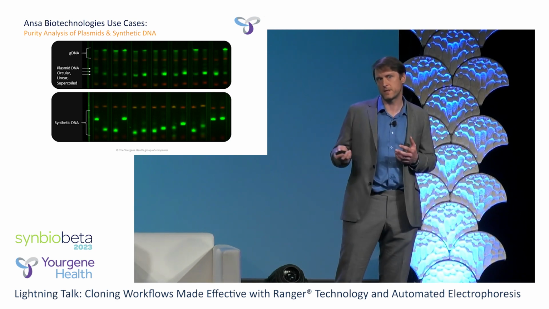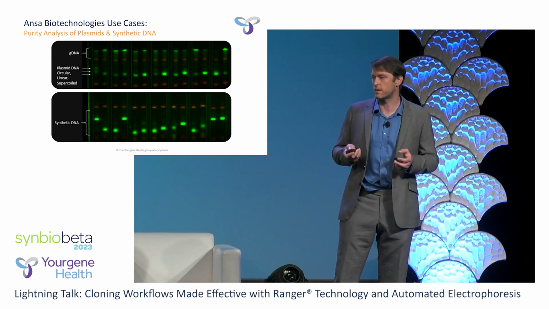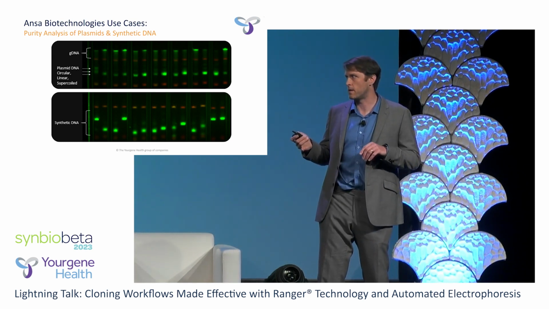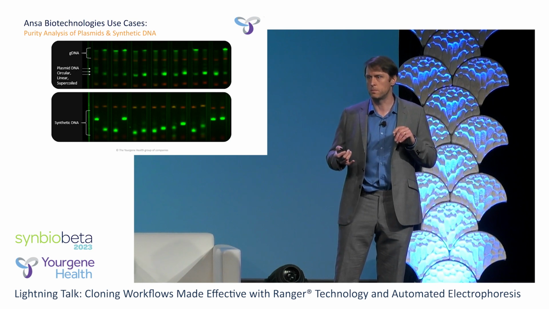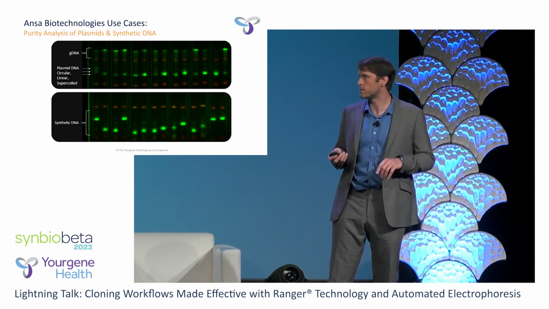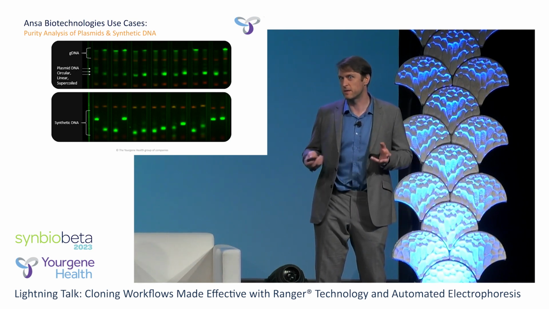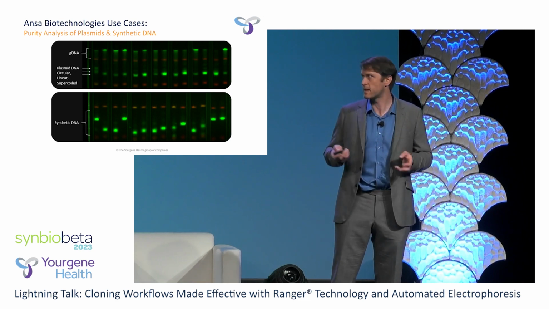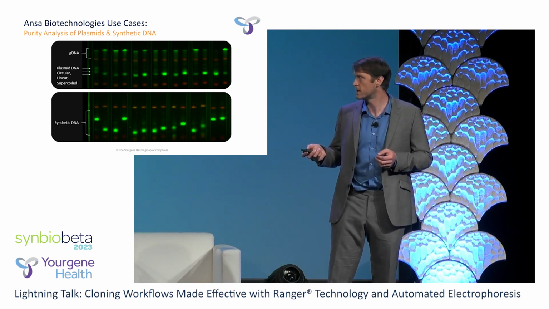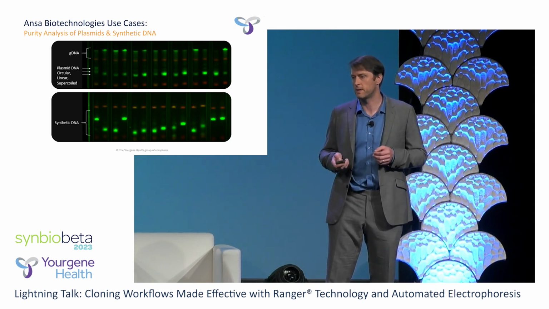And the real benefits that ANSA is getting out of its use of Ranger technology are turnaround time. Ranger technology can be used to load, run, and read up to 384 samples in as little as 35 minutes, as well as cost. These are slab gels that we're offering to customers, so we can be quite cost competitive.